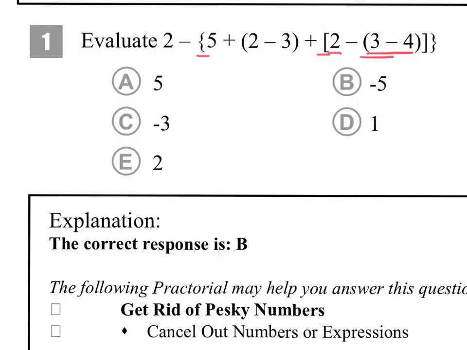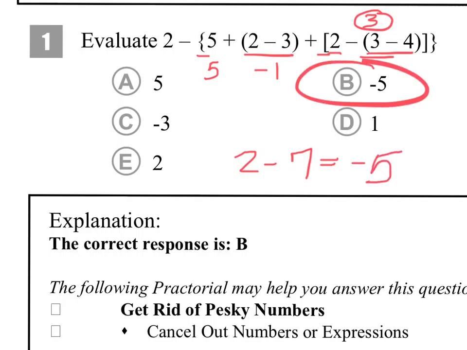2 minus a -1 would give me a 3. So then I have a -1 and a 5. So 5 plus -1 is 4, plus 3 should be 7. That's why, because I didn't do a superseding bracket. So 2 minus 7 is a -5, and that would be B.